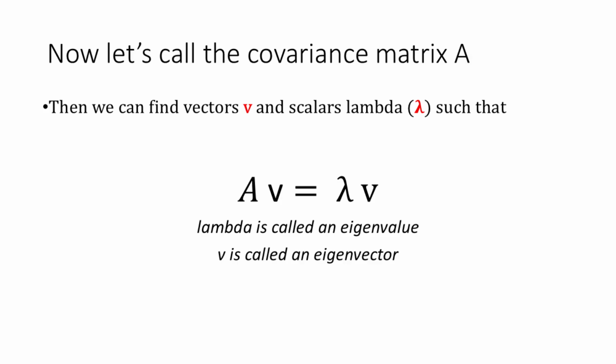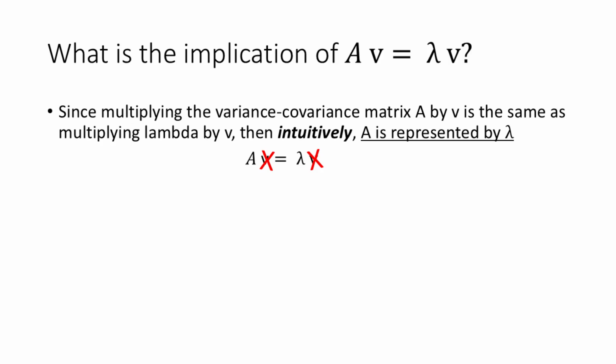Consider the following equation. AV is equal to lambda V. Here, lambda is called an eigenvalue and V is called an eigenvector. Now, what is the implication of AV equals lambda V? Since multiplying the variance-covariance matrix A by V is the same as multiplying lambda by V, then intuitively, A is represented by lambda. Thus, we are able to transform the covariance matrix into different scalars.